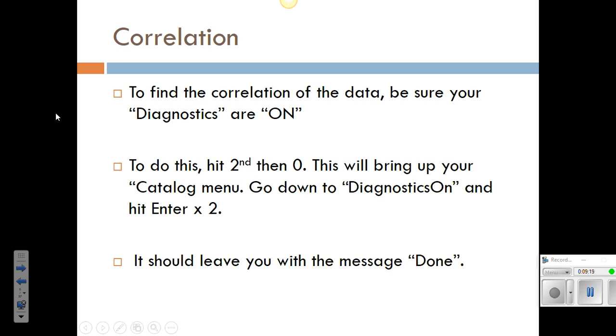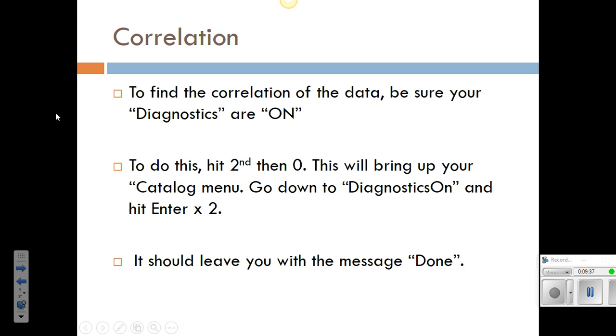Does anyone have any questions about how to turn their diagnostics on before we get started? Yes? No? Maybe so? Did you find it with your calculator? Because you need to actually literally turn them on for the example. Okay. Are we good?